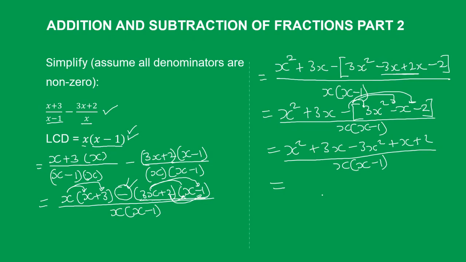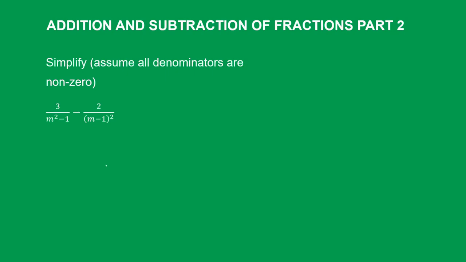Then that is equal to, let's deal with like terms, x squared minus 3x squared, that is negative 2x squared, positive 3x plus x, that is plus 4x, and then plus 2, all this over x times x minus 1. Right, let's do the second one.